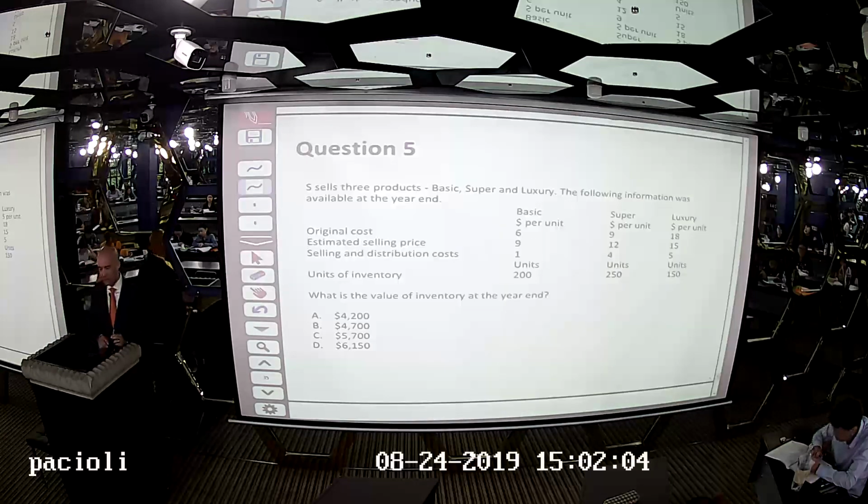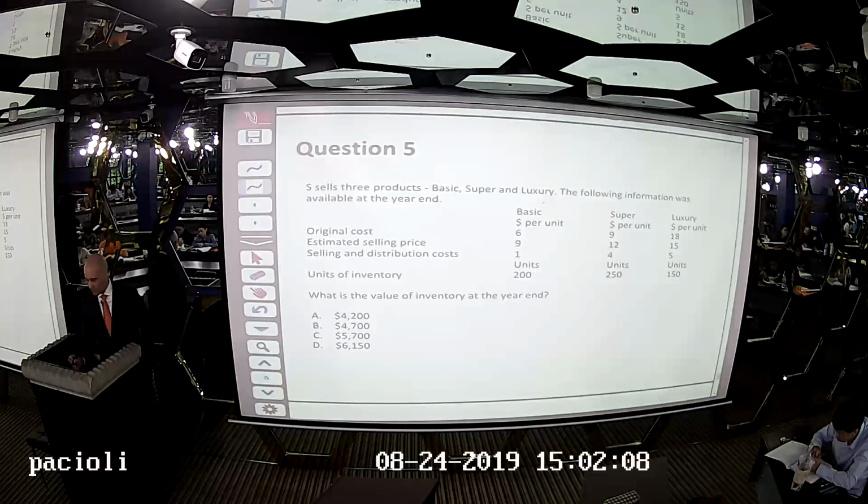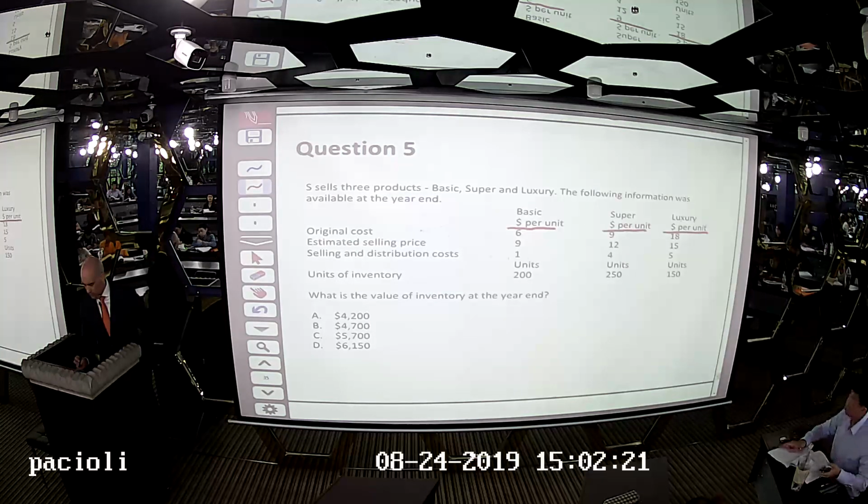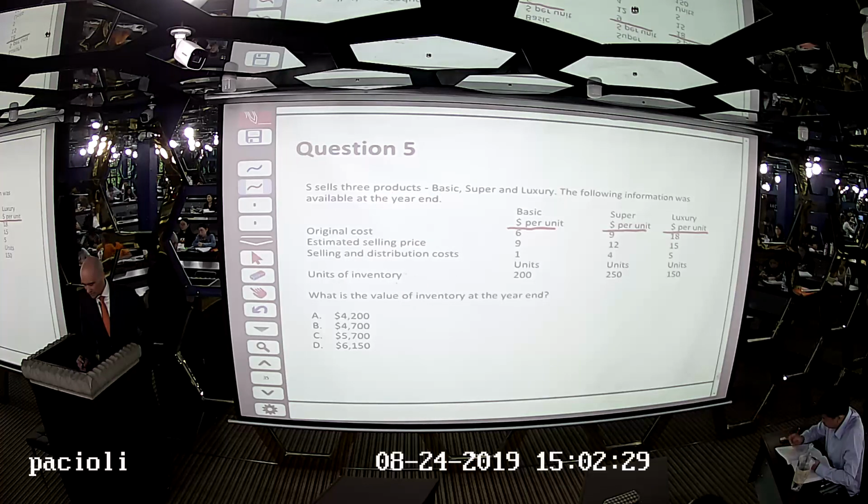Question 5 is about a write-down. It says you sell basic, super, and luxury. The following information was available. So we have basic, super, luxury, original cost, estimated selling price, selling and distribution cost, and units. What is the value of inventory at year end?